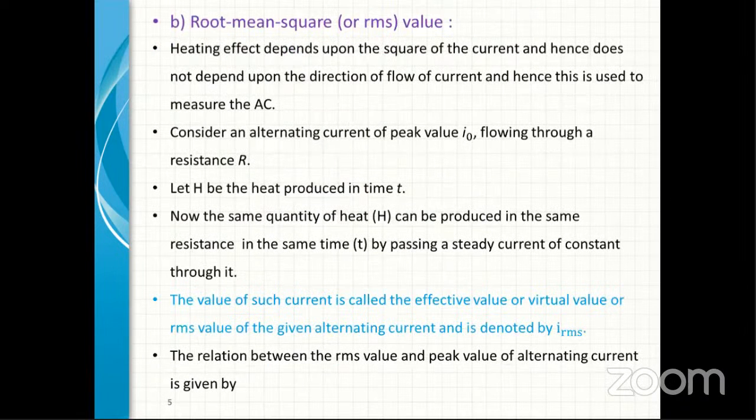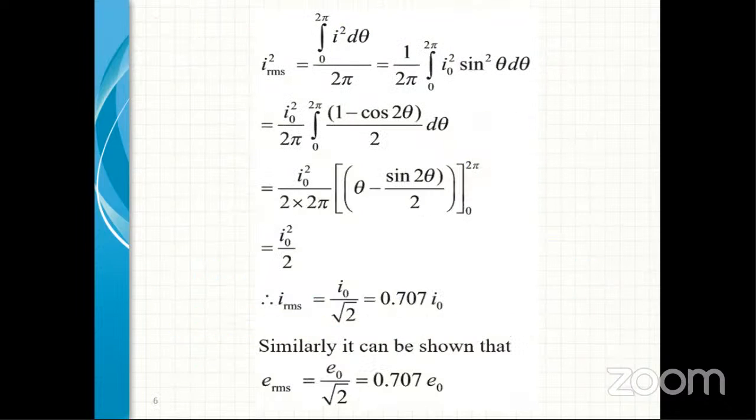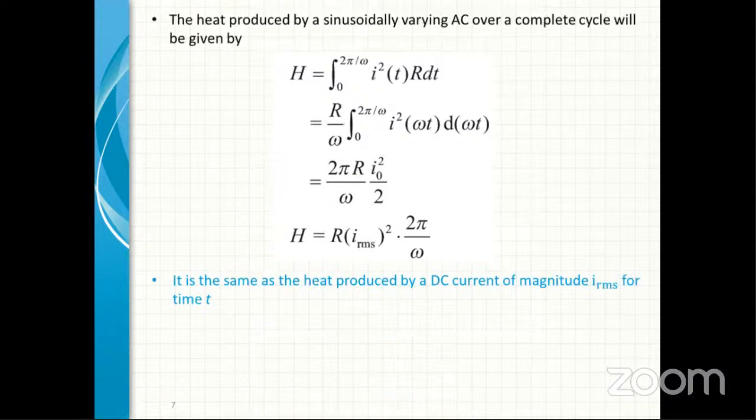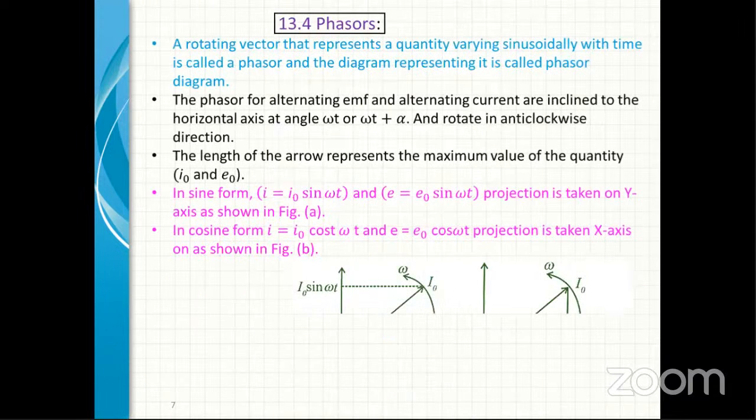Then we see the root mean square value, that is E RMS is equal to E naught divided by under root 2. Similarly, we obtain I RMS is equal to I naught divided by under root 2. These all topics we have learned in the last lecture. Let us revise here.